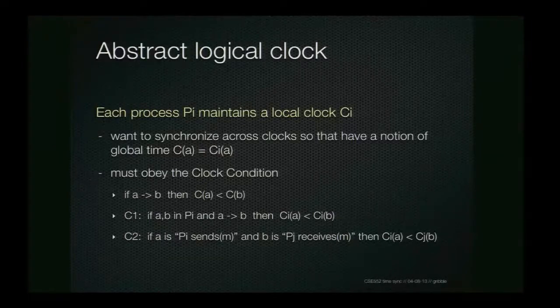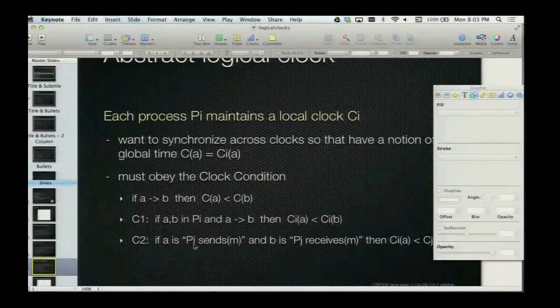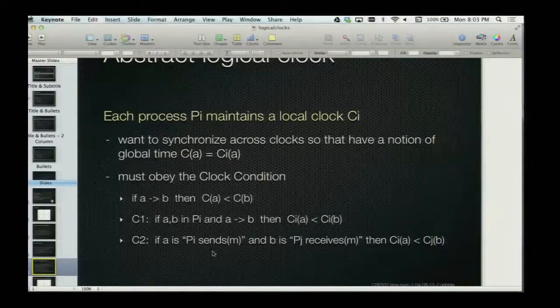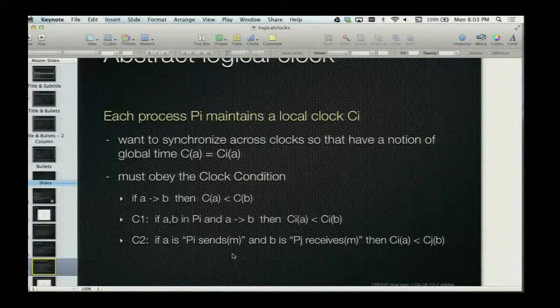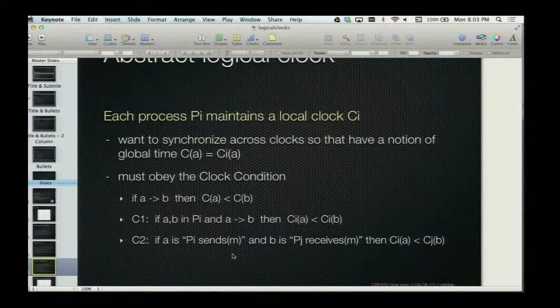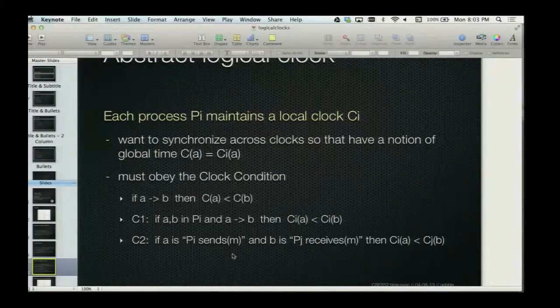Okay, so that's that first thing. The slightly more subtle one is this next relationship, which is if I have A being process I sends a message, B is process J receives that message, then the clock at I of A has to be less than the clock at J of B. So said a different way, even though these processes have independent counters that are advancing, there has to be some relationship between them so that second condition ends up being true. Does that make sense? So that's what we're trying to build.